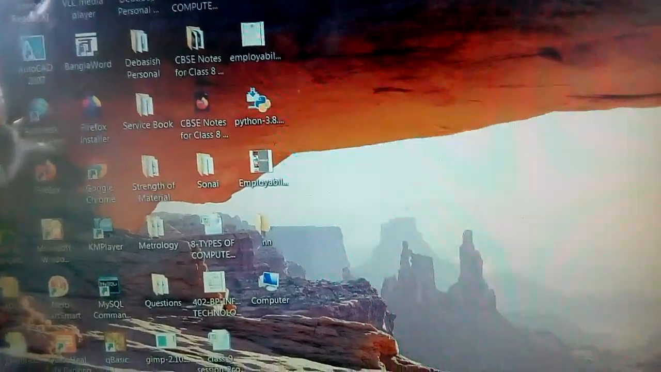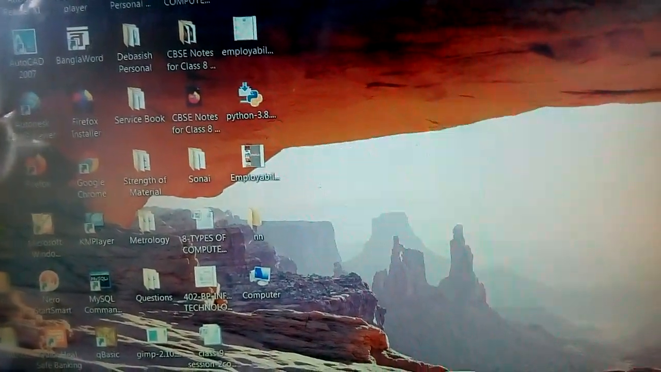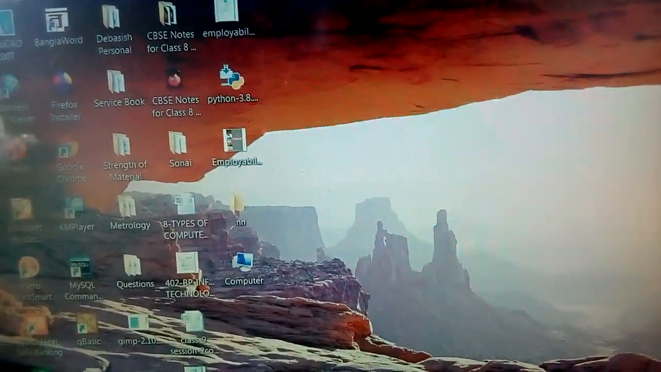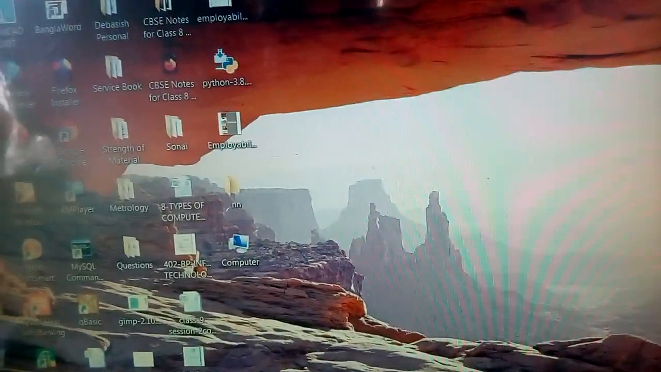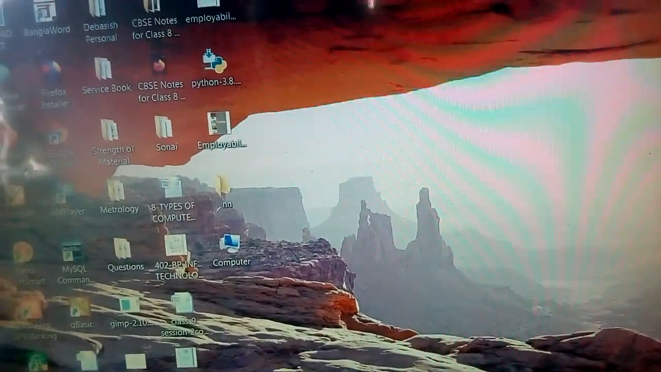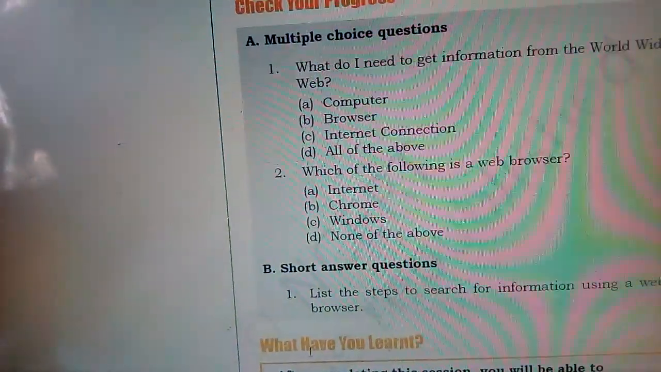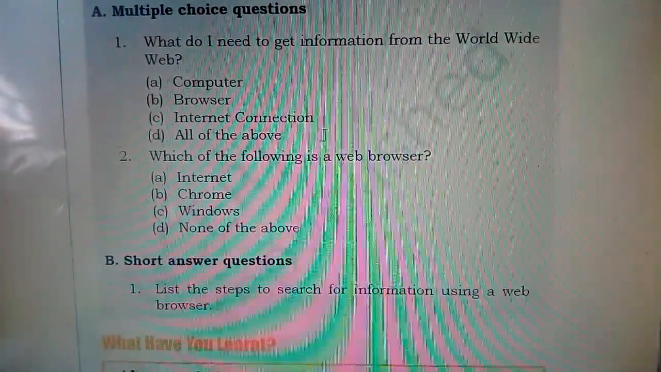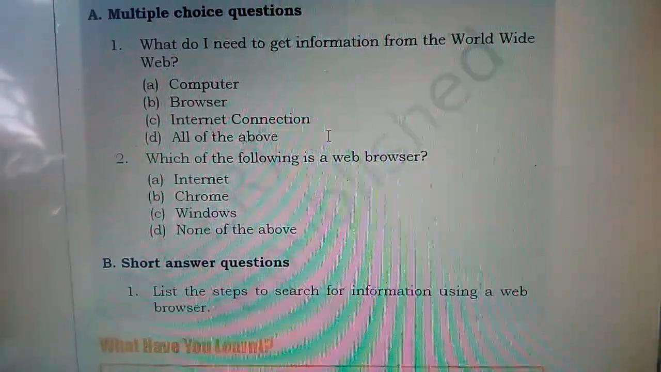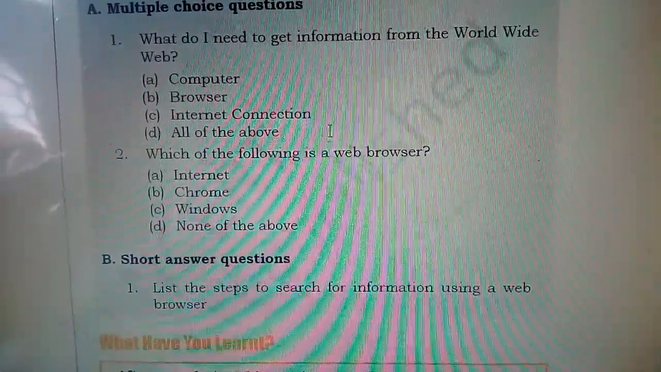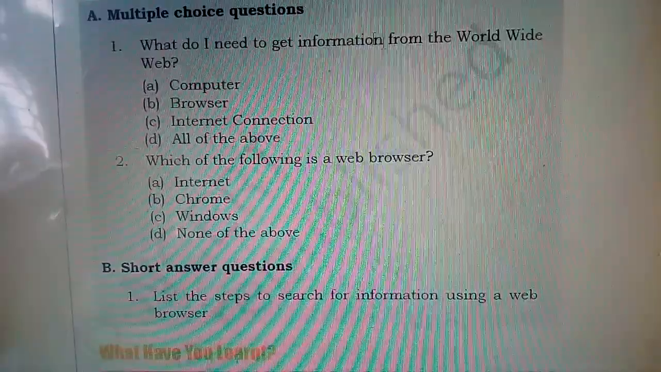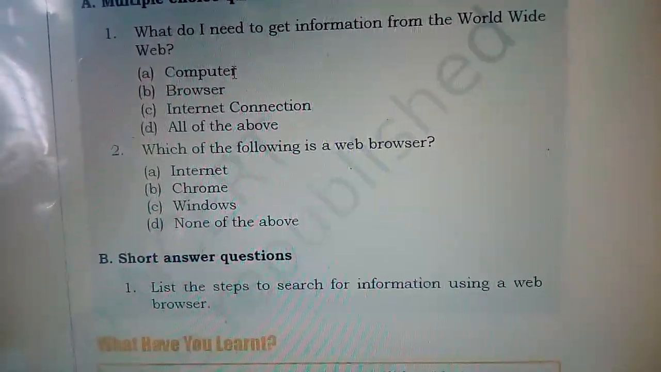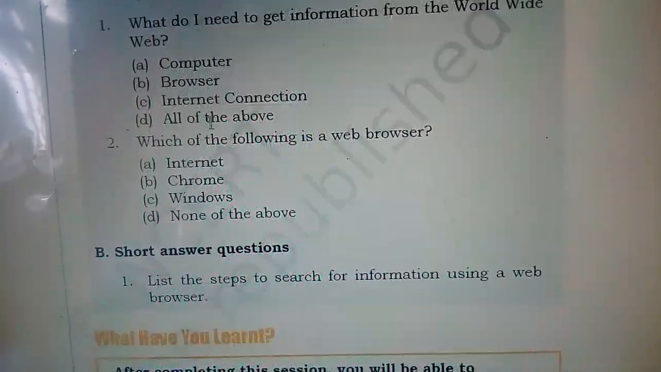Internet browsing: you can do the questions from your book, and two extra questions are here. Note them down in your copy and do these MCQ questions. Question number 1: what do I need to get information from the World Wide Web? Computer, browser, internet connection, all of the above.